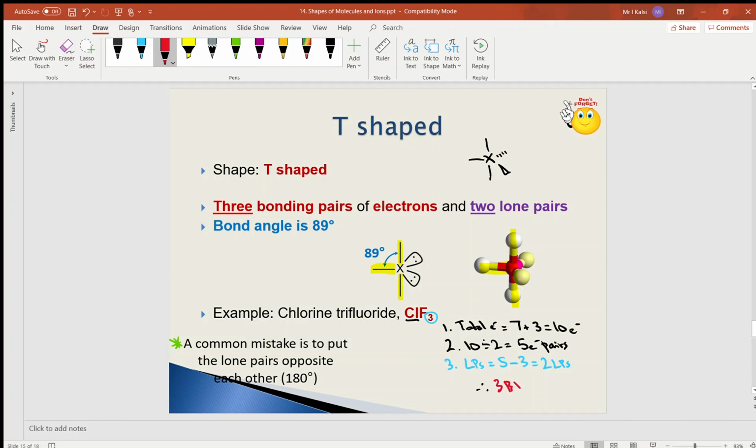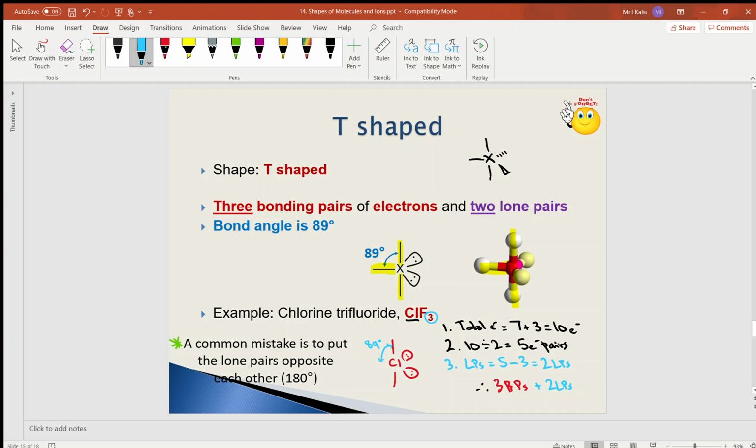So 3 bonding pairs plus 2 lone pairs. And if we stick to this template we've got, then our chlorine will go in the middle, up, down, across. We've got a lone pair here, a lone pair there, and this angle here is now 89 degrees. It was 90 before, but it's, remember, slightly less because of the lone pair.